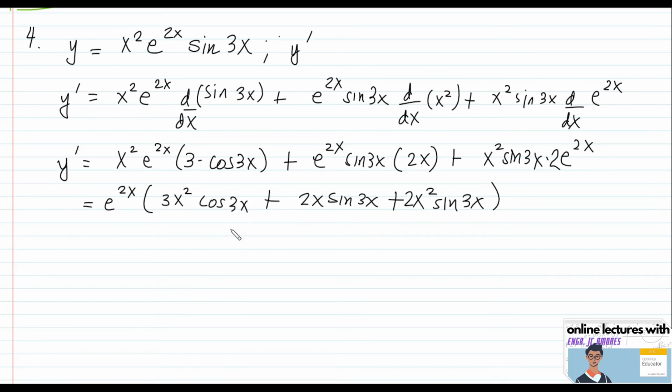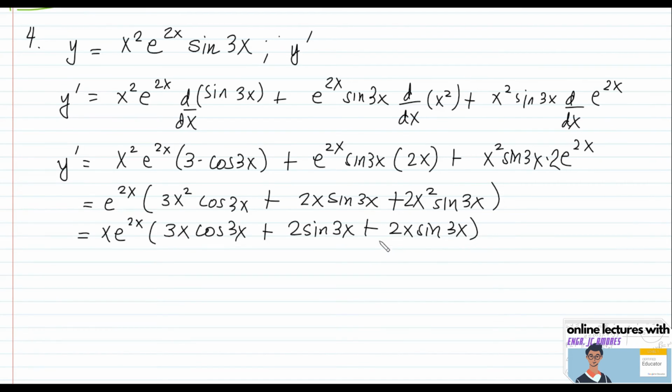Okay, the x is also common. So let's go ahead and factor that out. So x e raised to 2x. This will become 3x cosine 3x plus 2 sine 3x, and then plus 2x sine 3x. Okay, we can no longer simplify, and therefore we have arrived at our final answer.